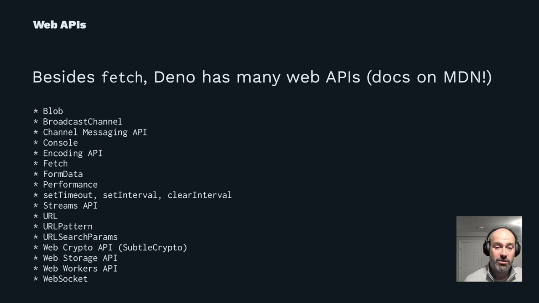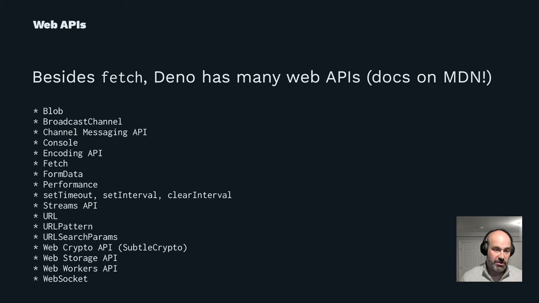Besides fetch, Deno implements many of the web APIs. And one of the cool things is that as of 6 months ago, this is all integrated with MDN. So what that means is when you look at the compatibility table in MDN or caniuse.com, you'll actually see which APIs are available, and you can search MDN specifically for Deno APIs that you'd like to use.